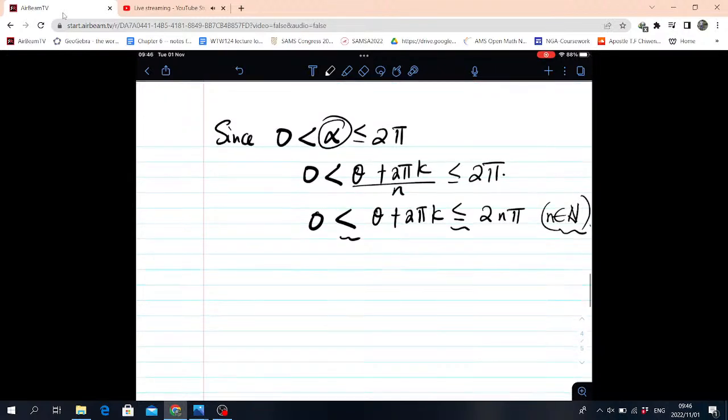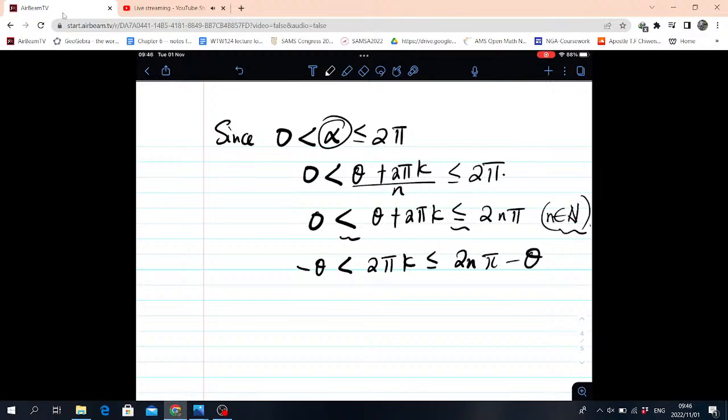And if I then subtract theta throughout, I'm going to see that minus theta is less than 2 pi k, which is less than 2n pi minus theta, right? I've just subtracted theta from all the terms, and that doesn't change the sign.